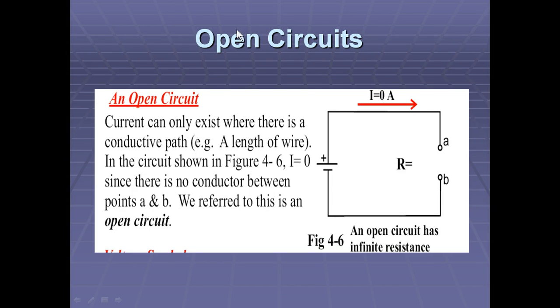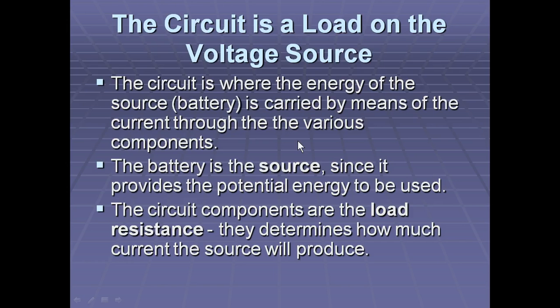And when we talk about open circuits, this is A and B, there is no connection, this is open. So a current can only exist when there is a conductive path. This cannot conduct electricity in the circuit shown here. Since there is no conductor between points A and B, this is an open circuit.